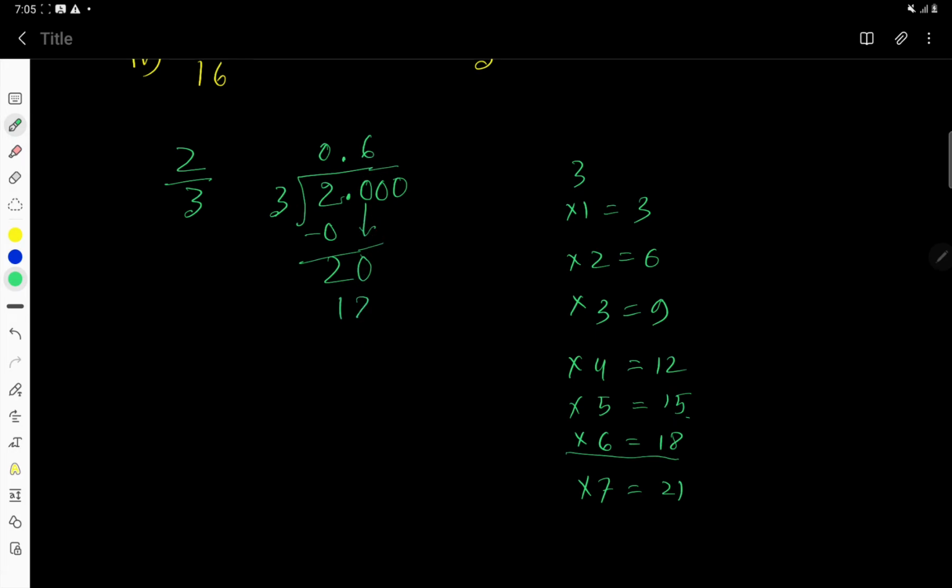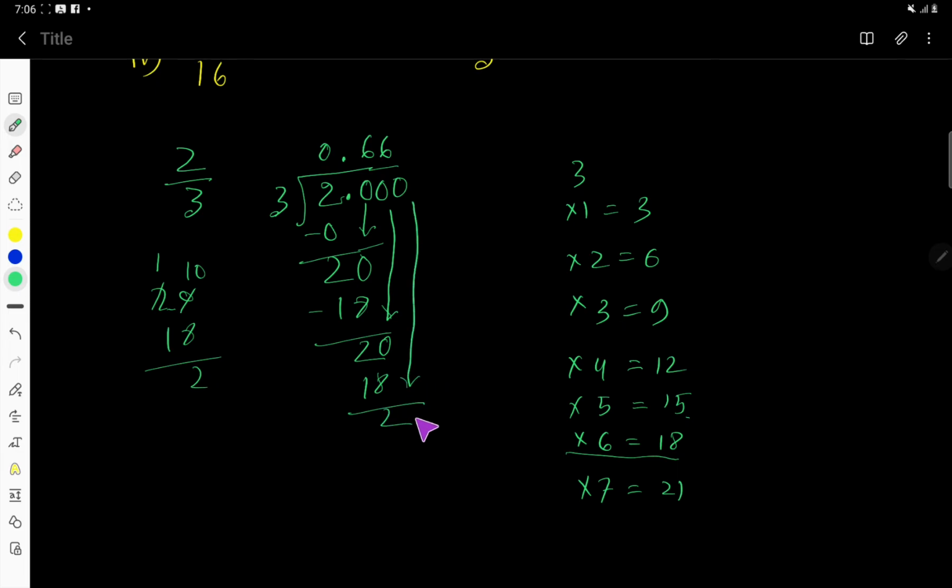6 times 3 is 18. Subtract, then you are getting here 2. Here 0 is less than 8, so borrow 1, and the 0 becomes 10. So 10 minus 8 is 2, 1 minus 1 is 0. So 2. Now bring down the second 0. So 20. Same thing, right? Write 6, then 18. Bring down this third 0. Then what is happening? You are getting 2 again.